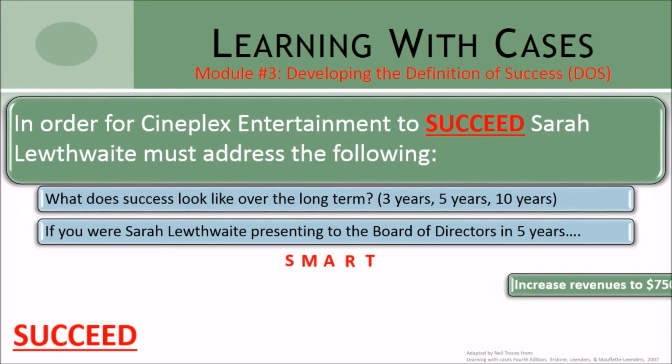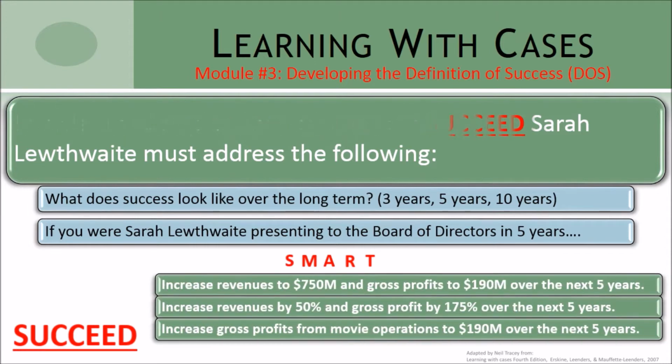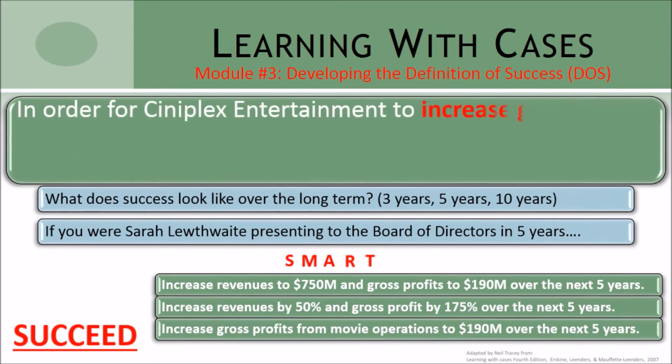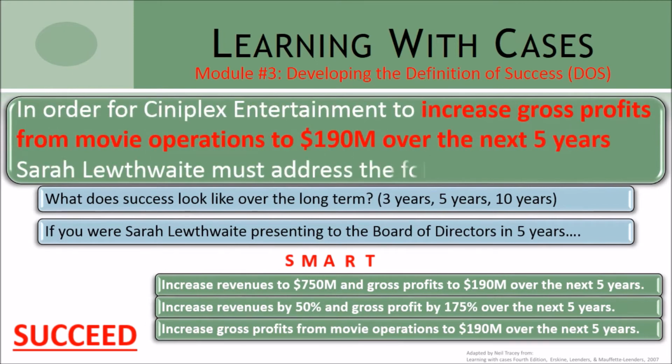organization. In this particular case, there are a number of different ways in which we can do that. At the end of our analysis, we may define our success as increasing gross profits from movie operations to $190 million over the next 5 years. This is not the only possible definition of success for this particular case. Rather, it's merely one potential definition that meets our criteria of being smart and moving the organization forward.